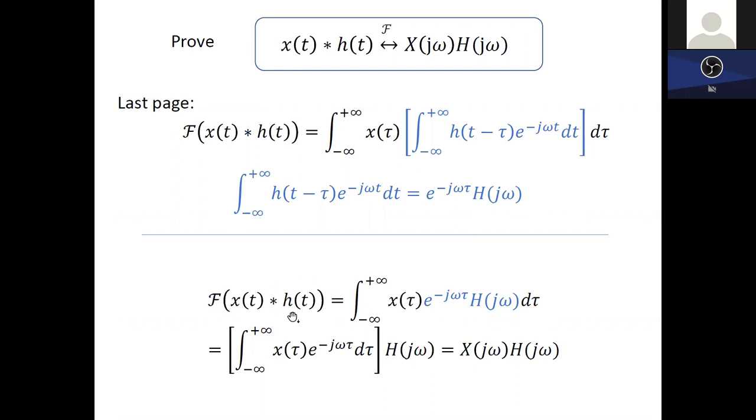Again, we start from calculating the Fourier transform of a convolution. And now we are at this point where we have tau here, I have tau here. H of j omega is not related to the integration variable tau, so we can put it outside of the integration. What is left inside the integration? Again, it is the standard formula for the Fourier transform of x. So it's capital X. Capital X times capital H is the Fourier transform of the convolution of x and h.